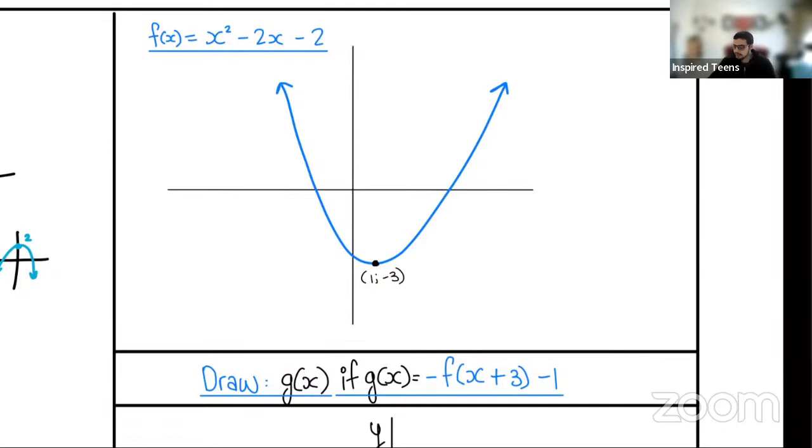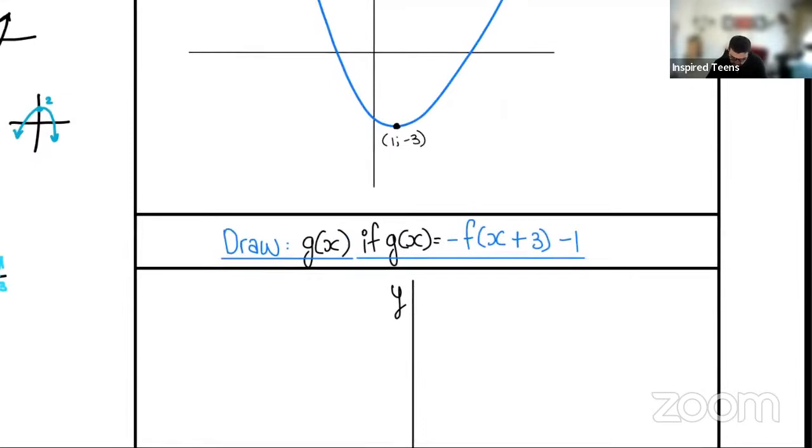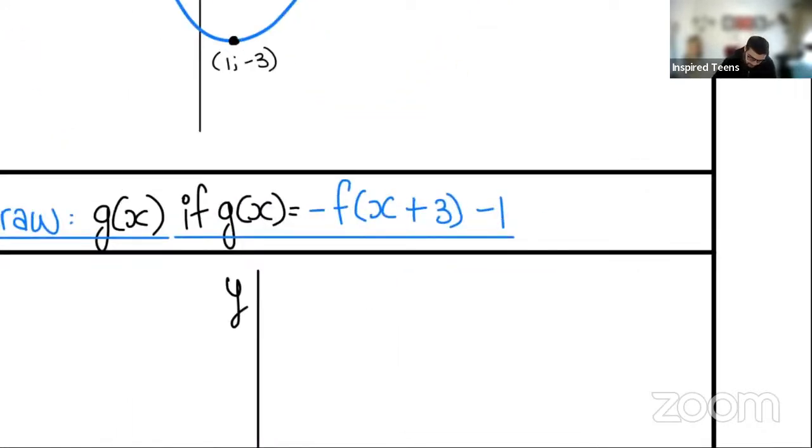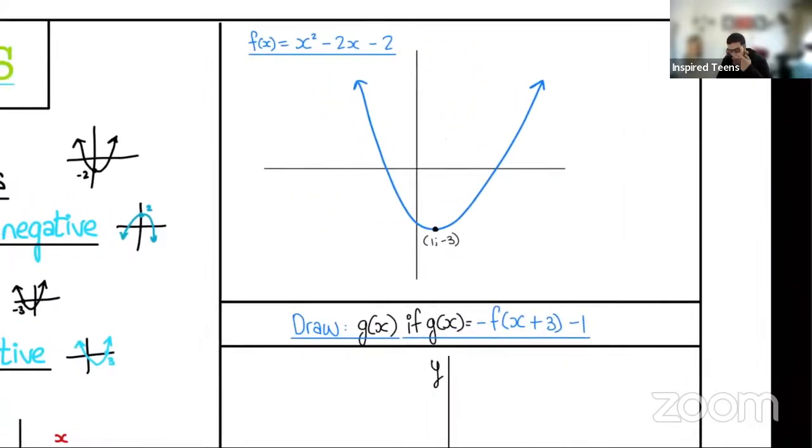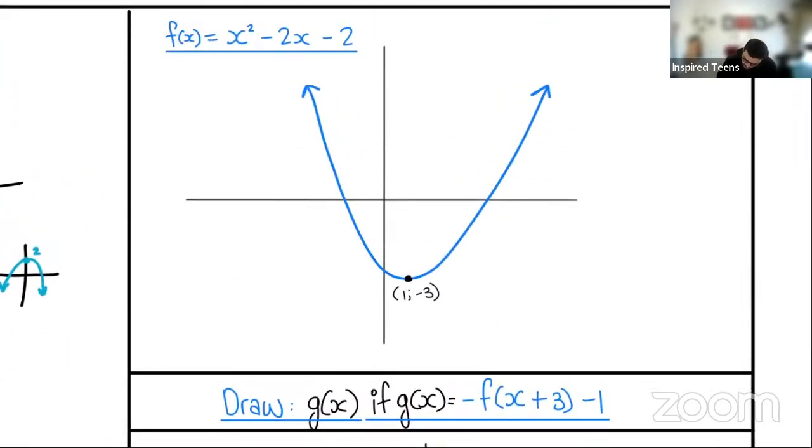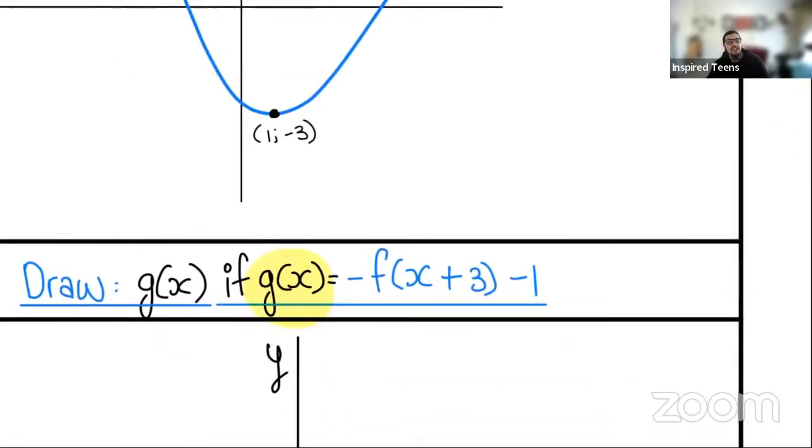So f of x is equal to x squared minus 2x minus 2. They want us to find g of x if g of x is equal to negative f of x plus 3 minus 1. So whenever they have it worded like this, a new graph labeled g of x is formed. G of x is formed by making changes to f of x. That's fine. There's no need to freak out.